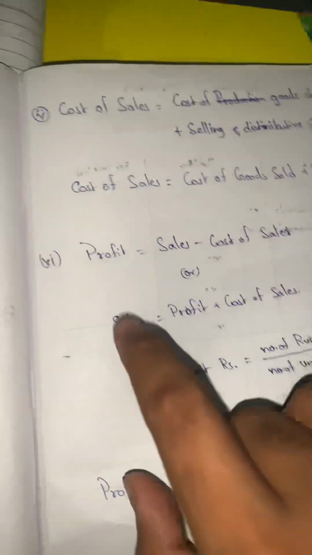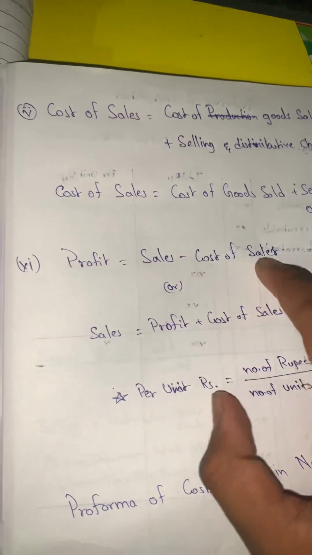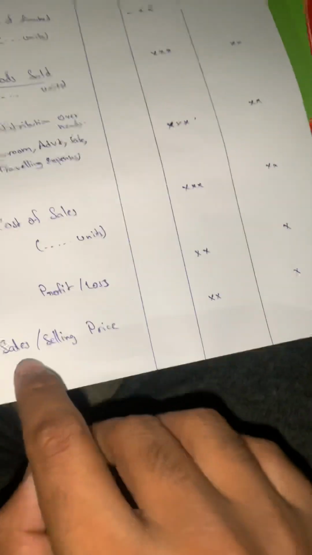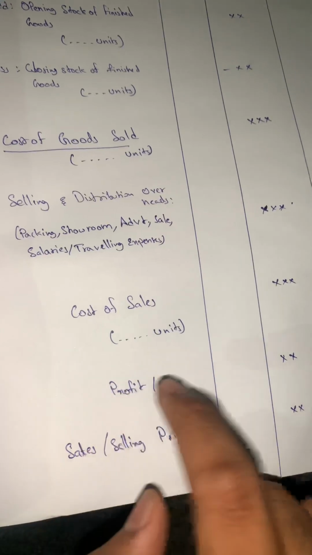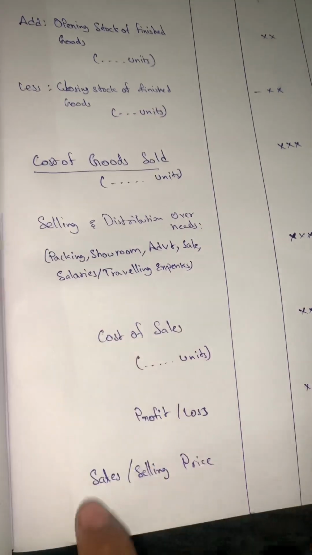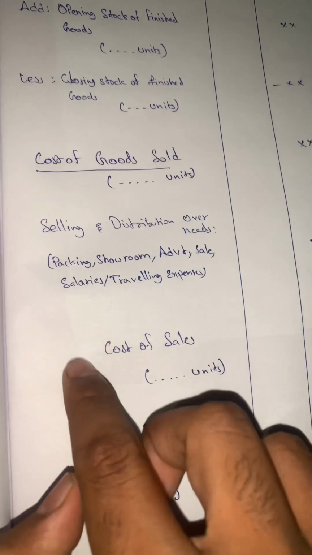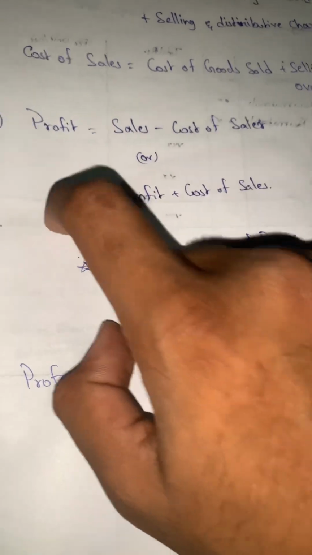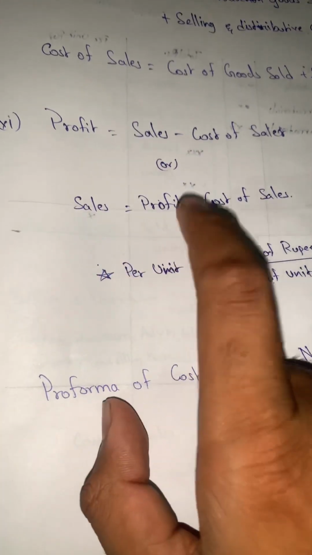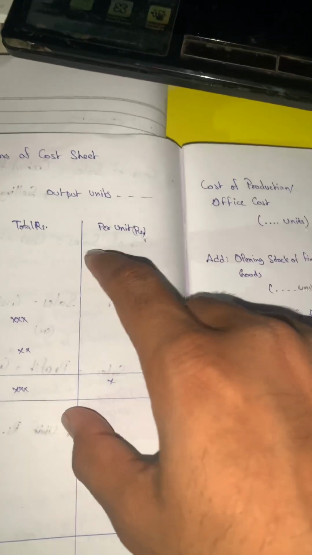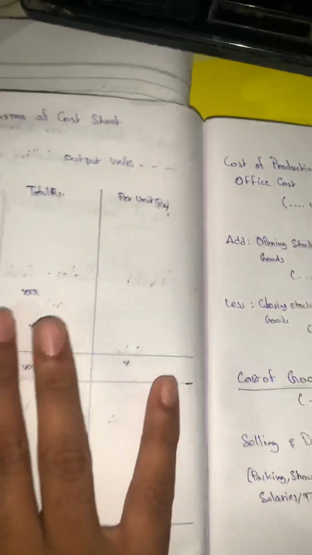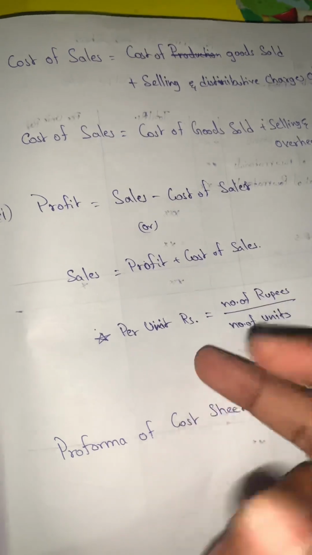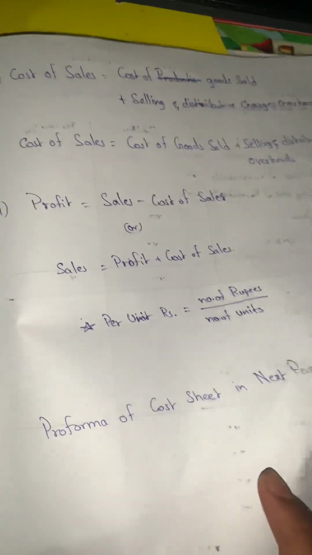Yeah, here it is. Profit is equal to sales minus cost of sales. In the sense, sales minus cost of sales is equal to profit. When it comes to sales, sales will be coming this side and profit will be going that side, so sales is equal to profit plus cost of sales. And here you need to calculate per unit in rupees. So per unit is equal to number of rupees divided by number of units. I guess basically we'll know that. That's it.